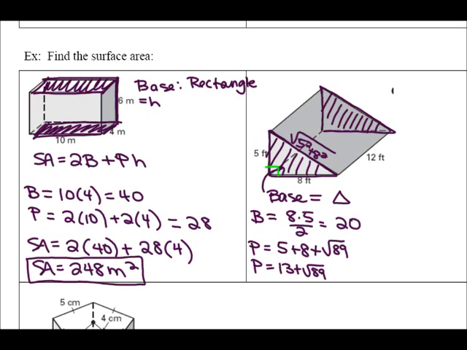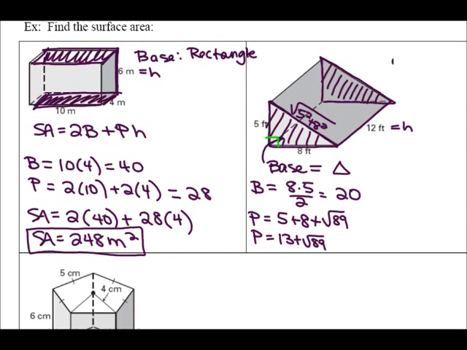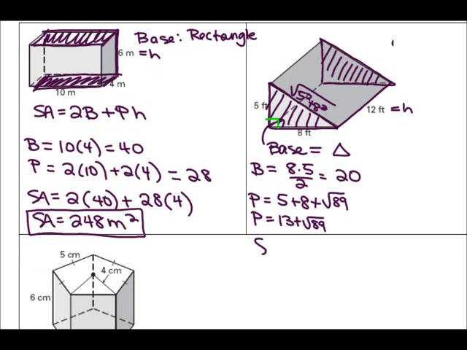Okay, so the only other thing we need for our formula is the height of our prism. The height is the distance between the bases, so our height will be 12. Now we're ready to plug into our surface area formula. Surface area equals 2 bases plus the perimeter times the height. So here we've got 2 times 40 plus our perimeter, which we put inside parentheses, times our height, which is 12.